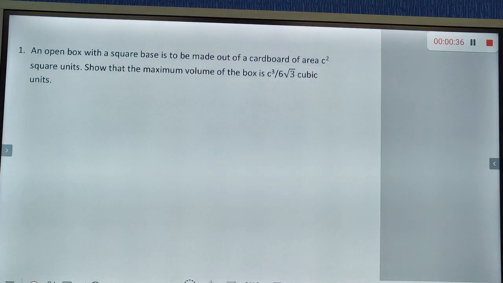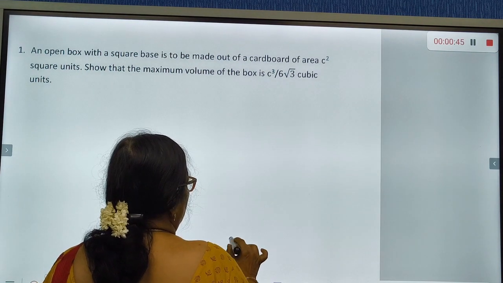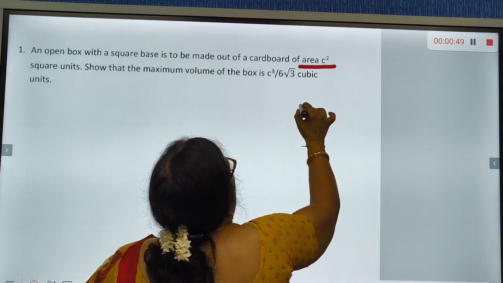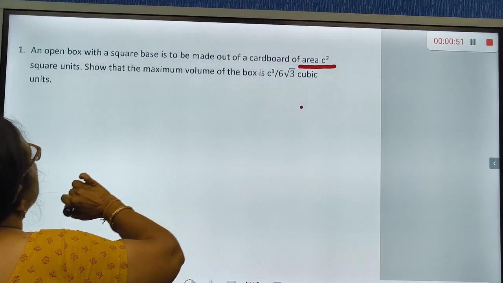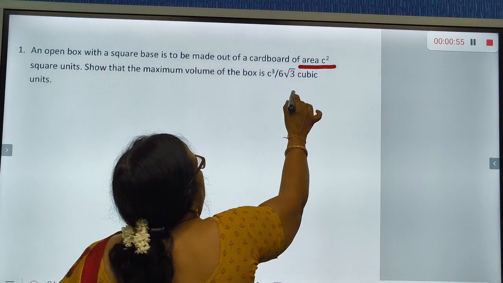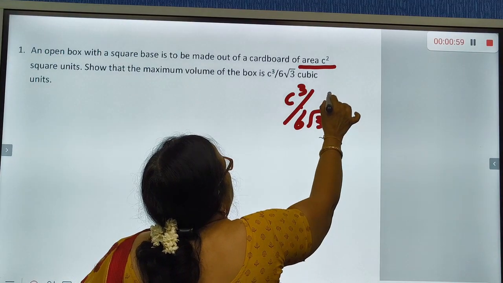Look at this given problem. An open box with a square base is made out of a cardboard of area c square units, and you have to show that the maximum volume of the box is c cube by 6 root 3 cubic units.